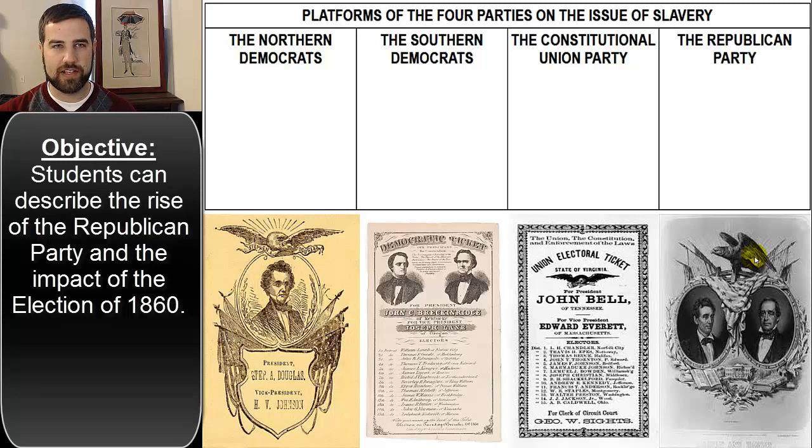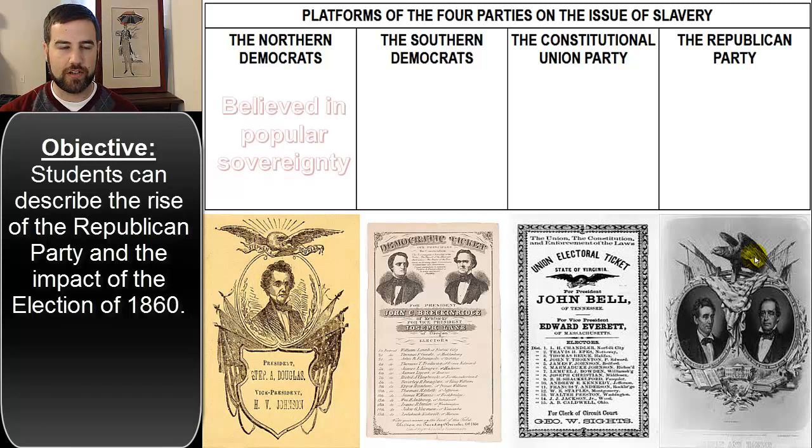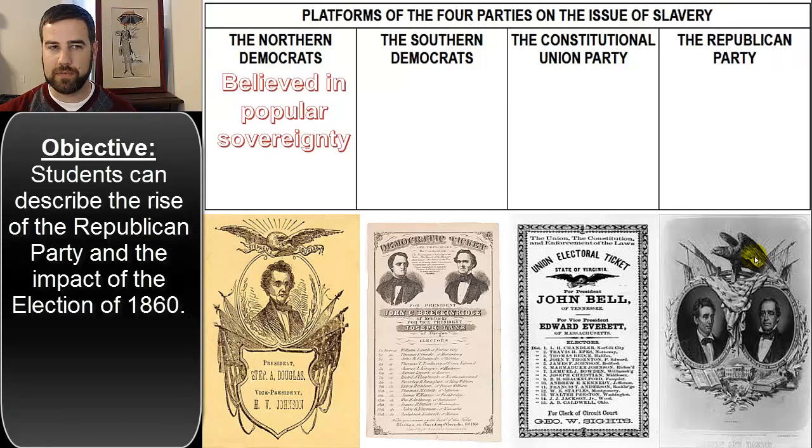So each of these parties has different views of slavery. So starting with the Northern Democratic Party, they believed in popular sovereignty. So they believed, and Stephen Douglas, as you can see down here, a part of that, said that people living in the states and the territories should decide slavery for themselves.